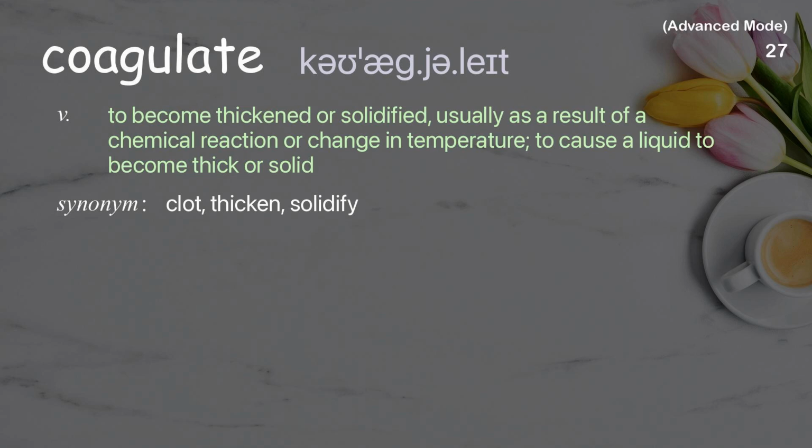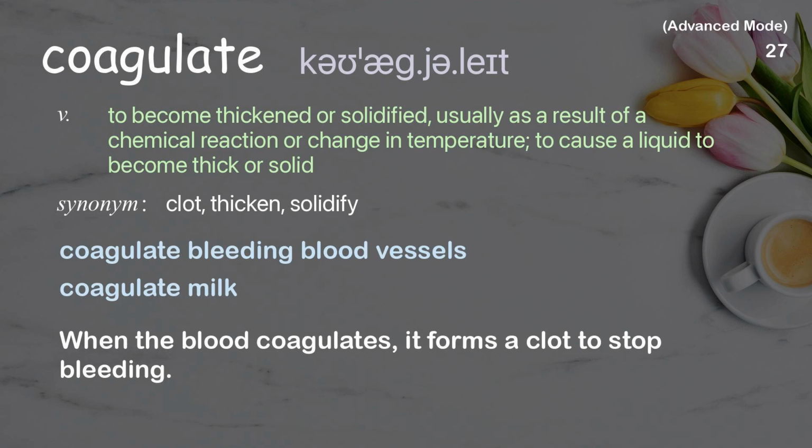Coagulate. To become thickened or solidified, usually as a result of a chemical reaction or change in temperature. To cause a liquid to become thick or solid. Examples: Coagulate bleeding blood vessels. Coagulate milk. When the blood coagulates, it forms a clot to stop bleeding.